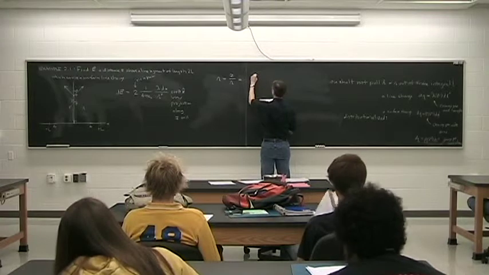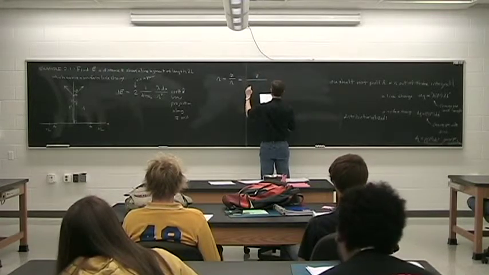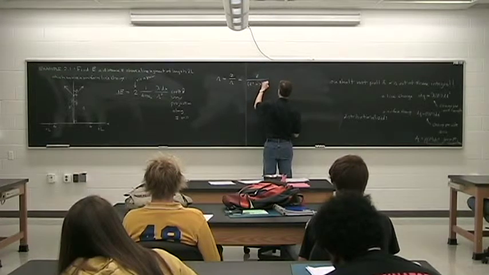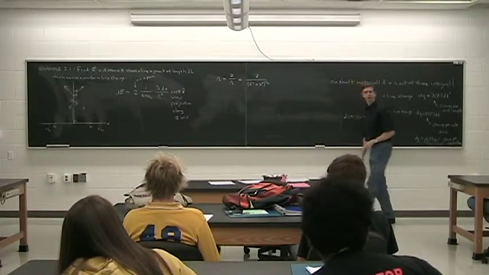Or in other words, equal to z over the square root of z squared plus x squared. So z over z squared plus x squared to the 1/2 power.